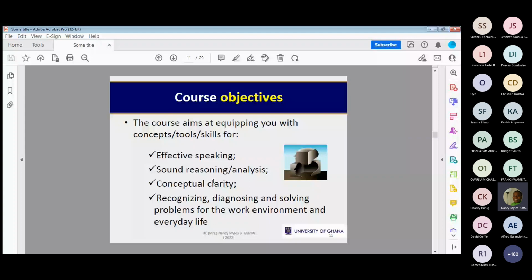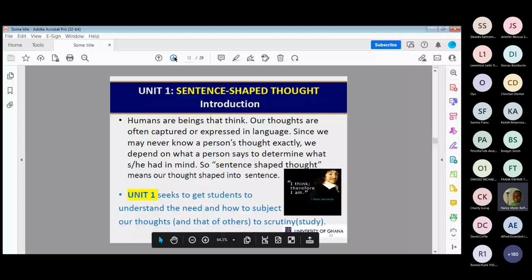All right. Yeah. Then you can recognize, diagnose, and solve problems for the work environment and everyday life. If you got that, then we are ready to go. I want someone else to read sentence shaped thoughts. Please give me a very good reading. Okay, like Madam Estella, please do that.